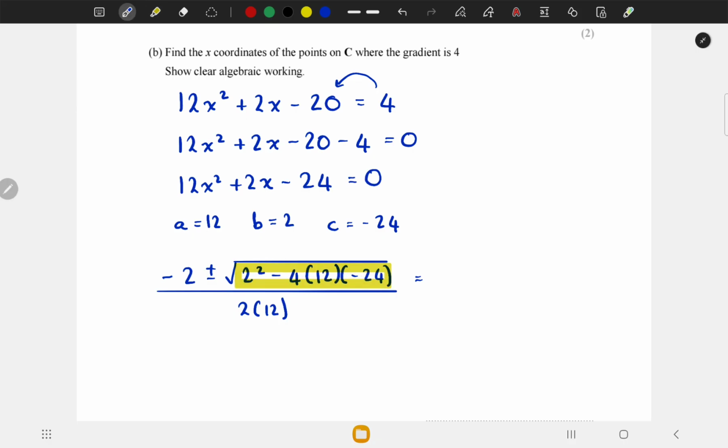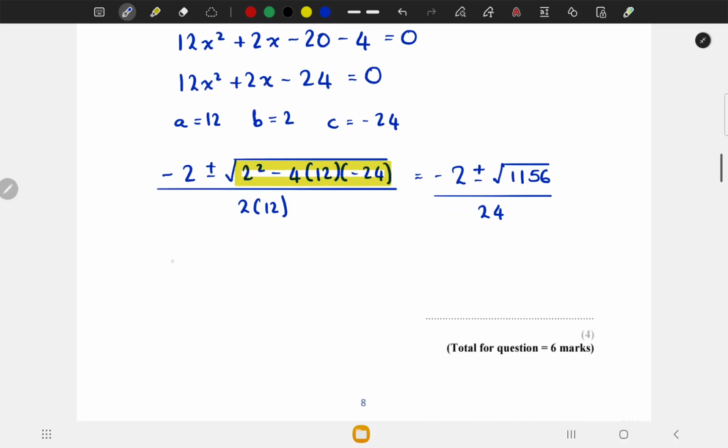And when I do that, this still remains negative 2 plus or minus, that is going to give me 1156 divided by 2 by 12, which gives me 24. I go on and look for the root of 1156, and that gives me 34. Oops. 34 divided by 16.